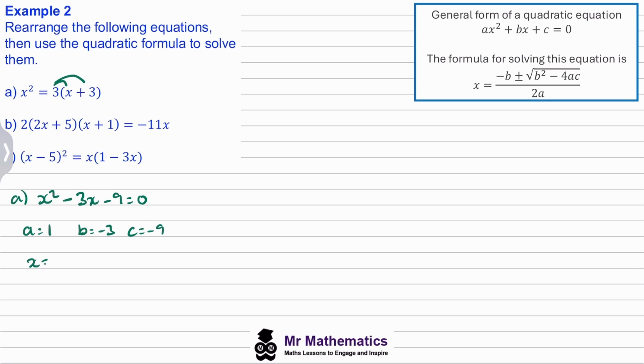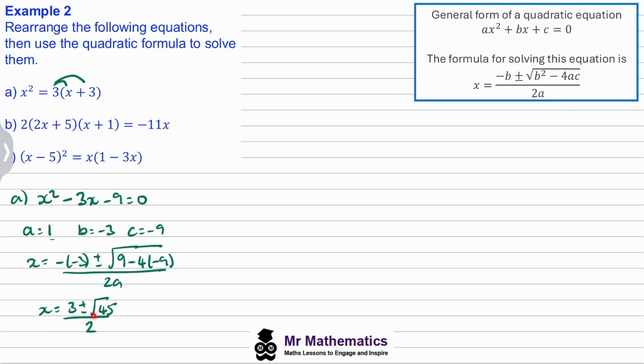So x will equal minus the negative 3 plus or minus the square root. Negative 3 squared is 9, minus 4 lots of a times the negative 9, all over 2a. We'll have 3 plus or minus this 9 plus the 36, which will give us 45 over 2.